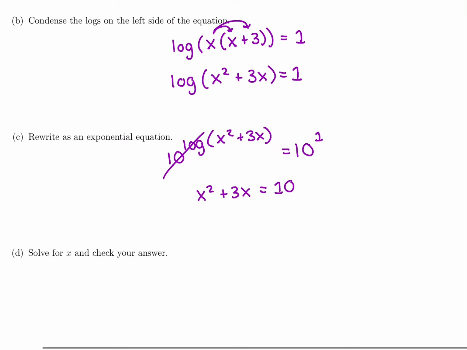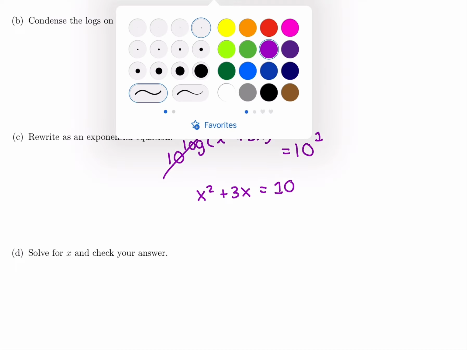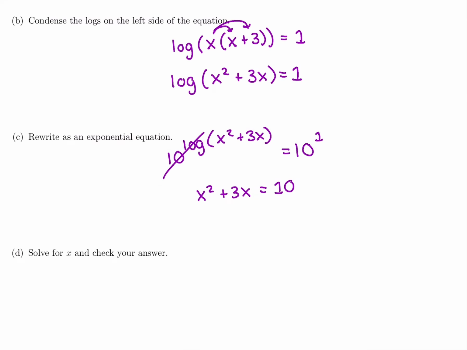So our next step is to get x by itself. So we're going to solve for x in an x squared function. So to do that, we need to have one side be 0. So we're going to subtract 10 from both sides. x squared plus 3x minus 10 equals 0. You have to have one side be 0 to solve this x squared function.